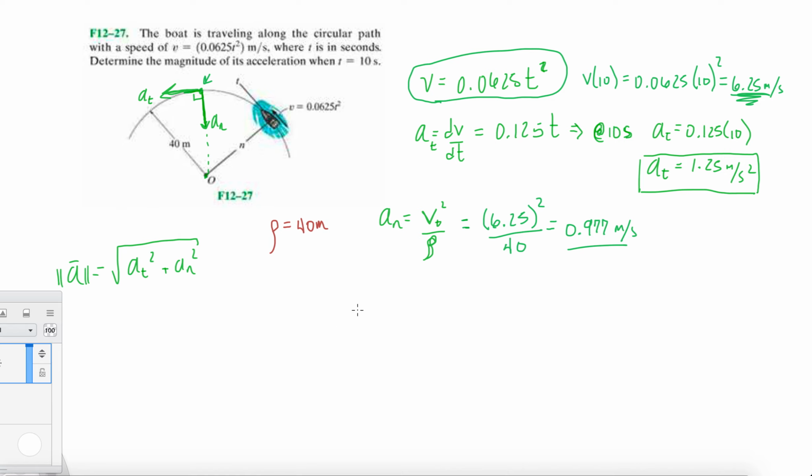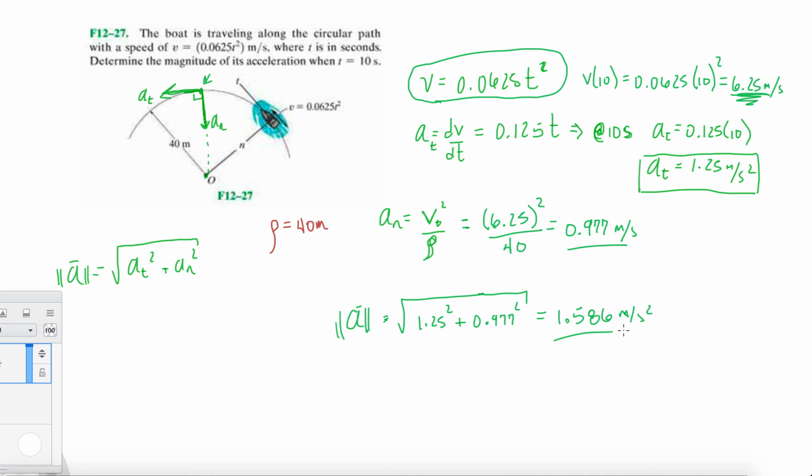And then finally, to get the magnitude of the acceleration at that point, we just square the tangential component plus square the normal component, take the square root, and then out pops our answer, which is 1.586-ish meters per second squared.